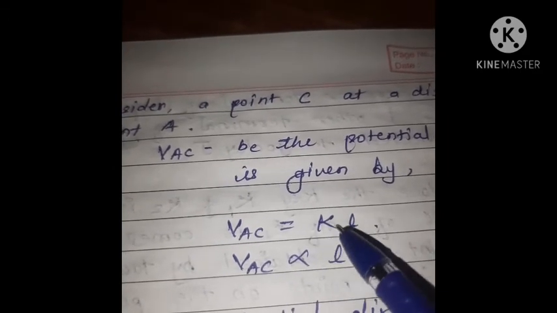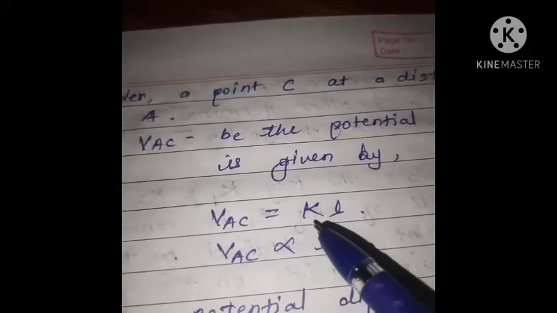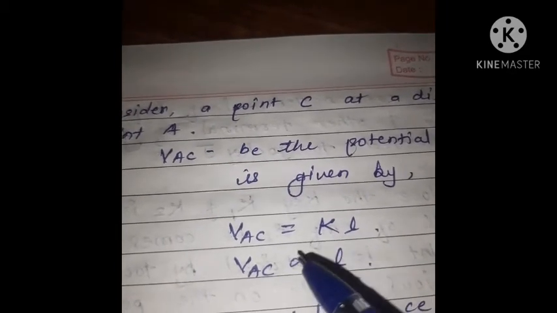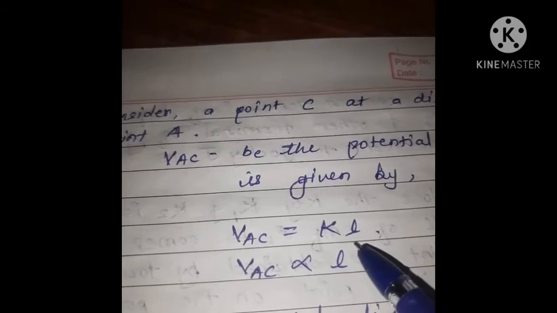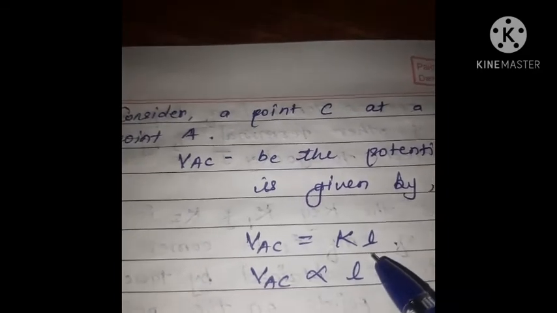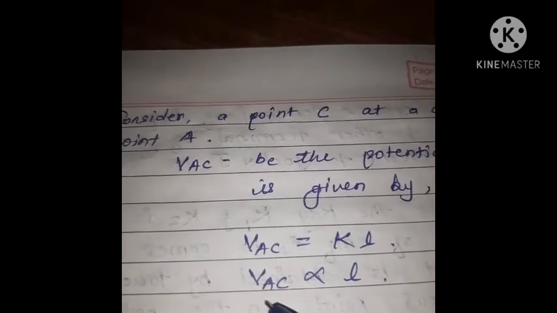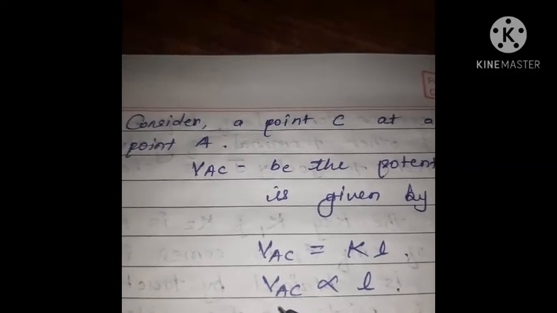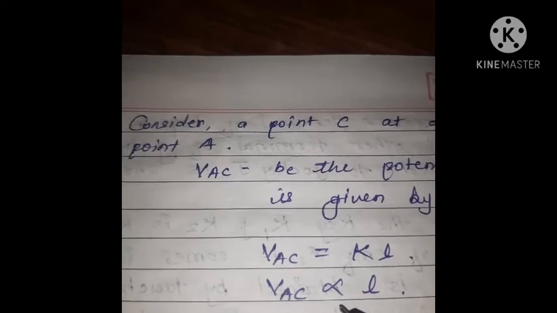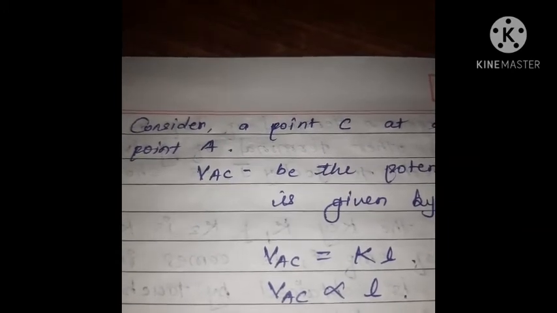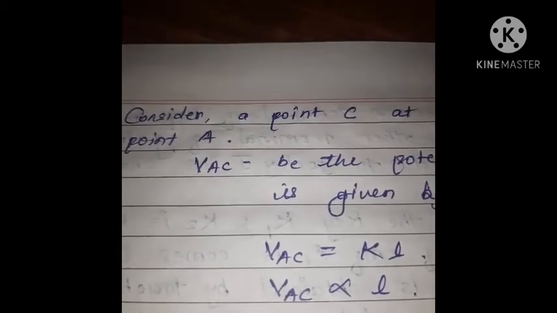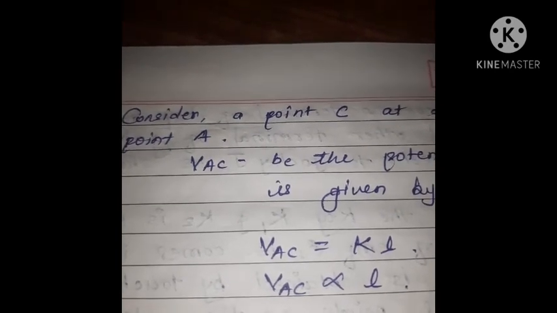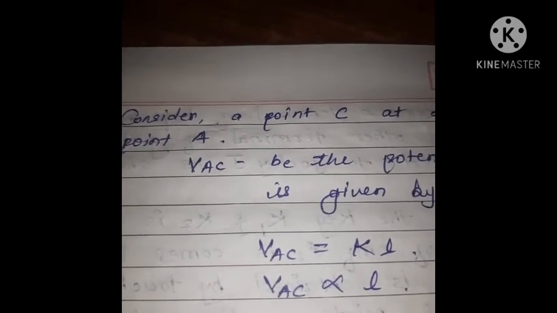It is constant for the length of wire. So VAC is directly proportional to l. Thus we can say that potential difference between any two points is always proportional to the length of wire between the 2 points.